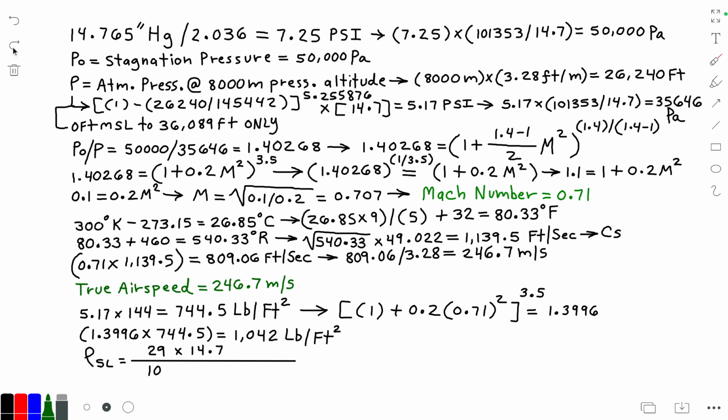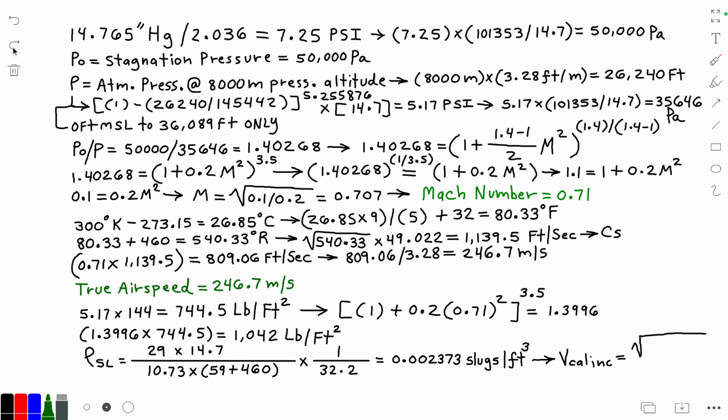And then from that point on, we can compute the mean sea level standard air density in slugs per cubic foot. So that's just the pounds per cubic foot times 1 over 32.2. So 0.002373 slugs per cubic foot.